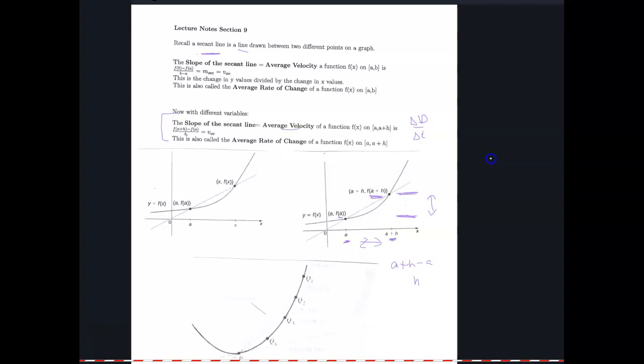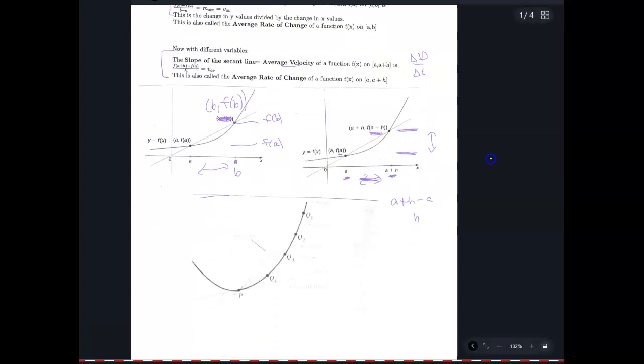I couldn't find one with just a nice picture for this, so let me change this to B and f of B. And this would be the x value of B. If I want to find the change in the y values, I would take f of B and subtract off f of A and divide by the difference B minus A. So these two mean the same thing, right? They're just using different notation, and I want you to be familiar with both.